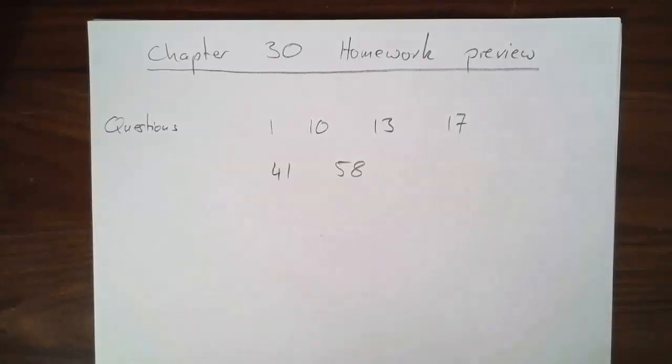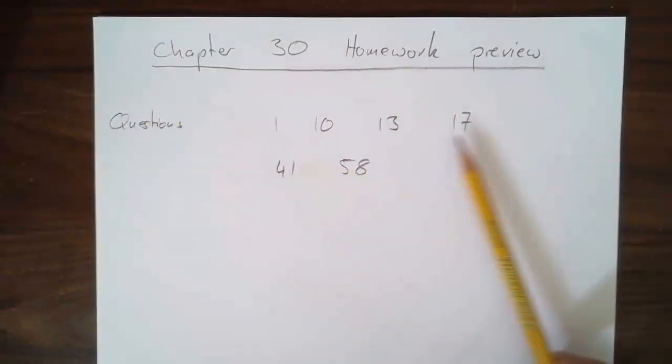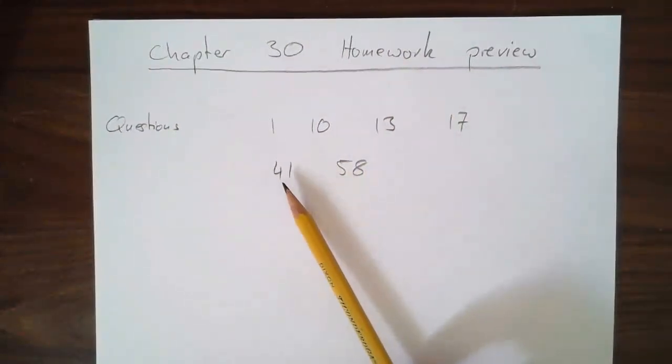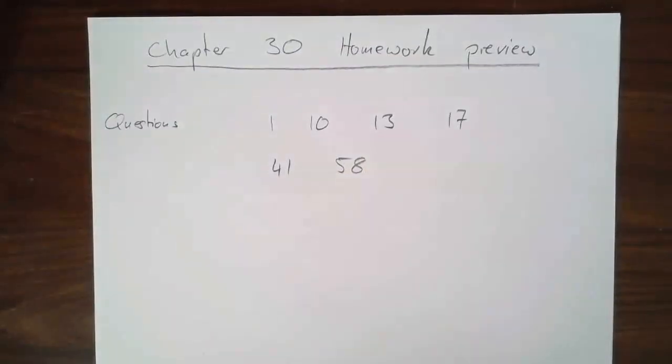Hi, this is Philip, and this is going to be a Chapter 30 homework preview. The questions I'm going to go through are number 1, 10, 13, and 17. That's going to be the first video, and then in the second video I'm going to go through 41 and 58. There are a lot of conceptual questions first, from the conceptual questions section in the textbook.